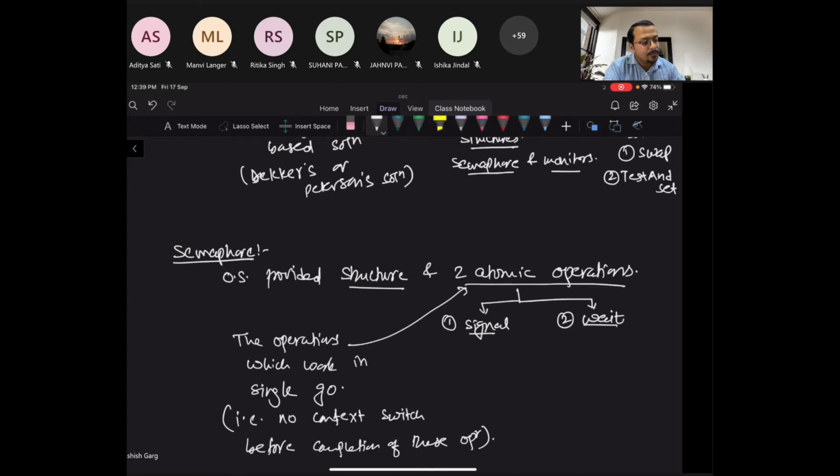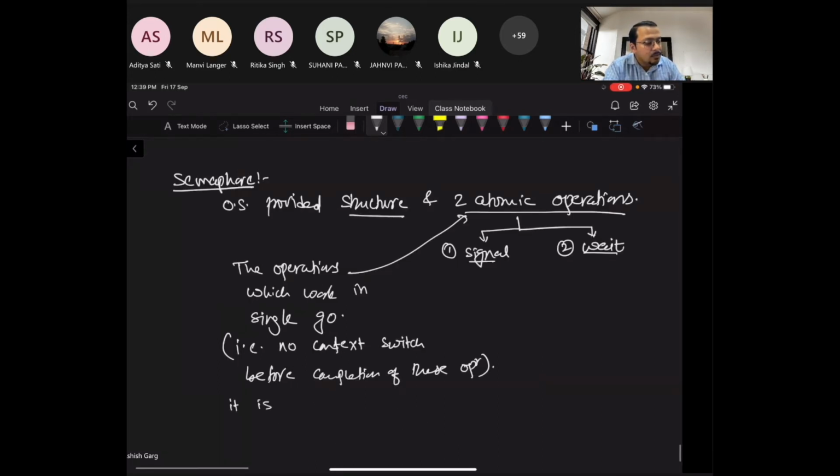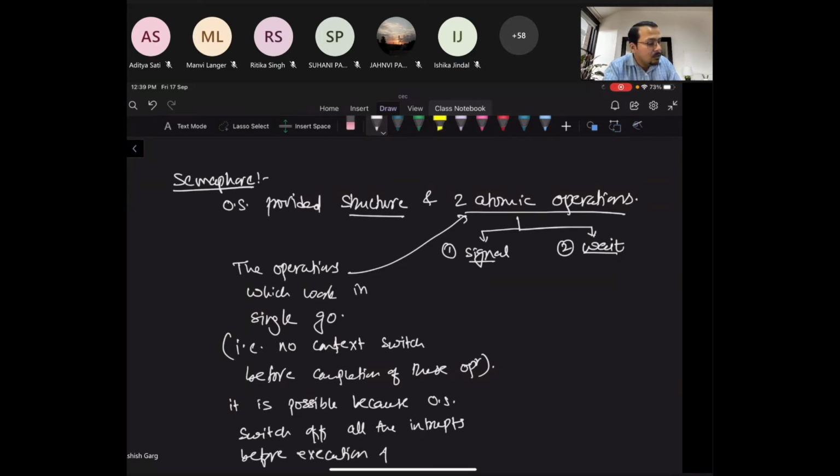And how is it possible? It is possible because the OS switches off all the interrupts before execution of these instructions. Before the execution of these instructions, the operating system switches off all the interrupts, and if an interrupt does not happen, then obviously the problem of context switch will not happen.